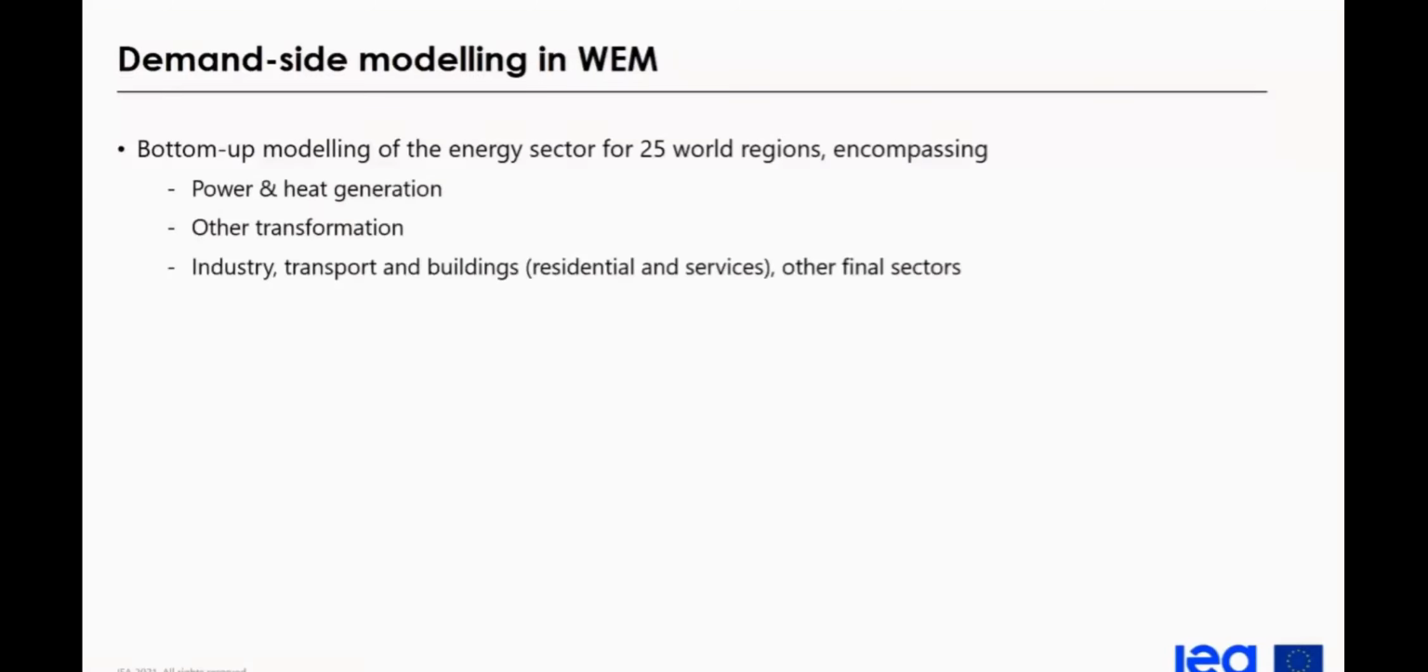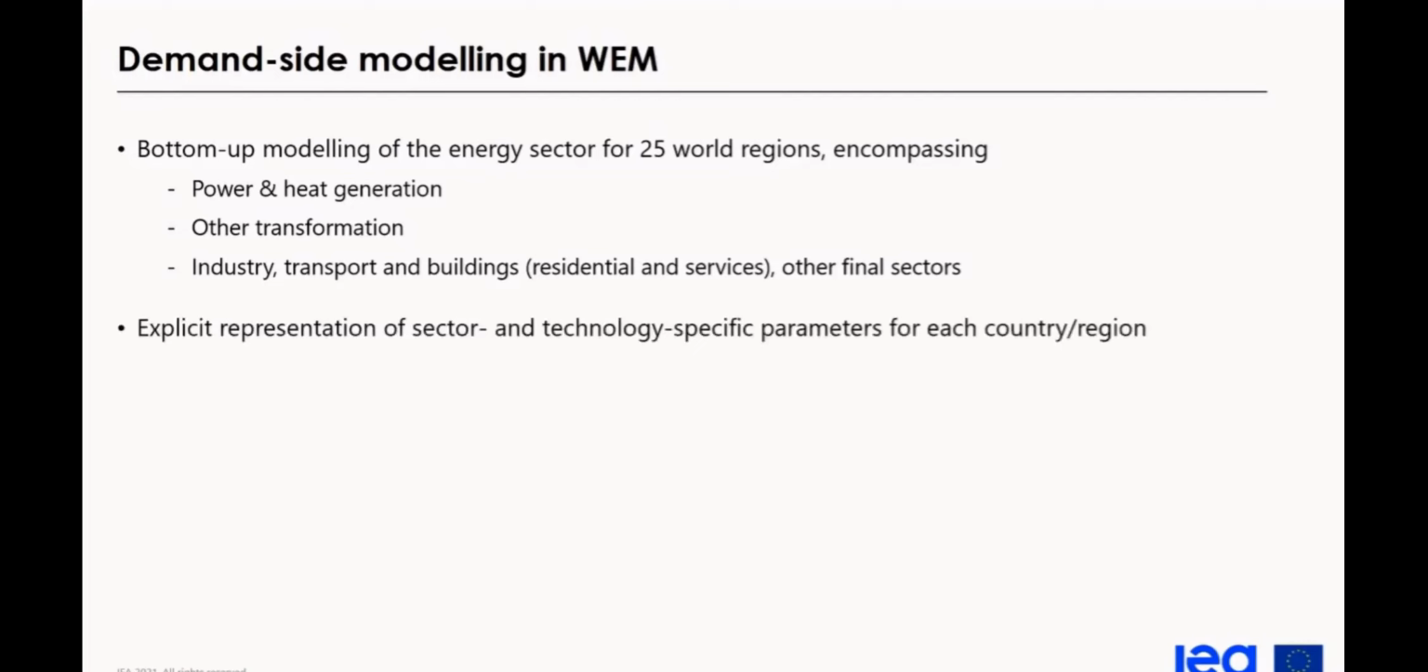So what do we want to do in the demand side modeling modules of the World Energy Outlook? We are building on a bottom-up modeling of the energy sector, and this is done for 25 regions of the world, encompassing power, heat, and other transformation, and looking at the final sectors, which are industry, transport, buildings, and others. The objective is to get an explicit idea of the sector and the technology-specific parameters, which would be specific to each region and country as well.